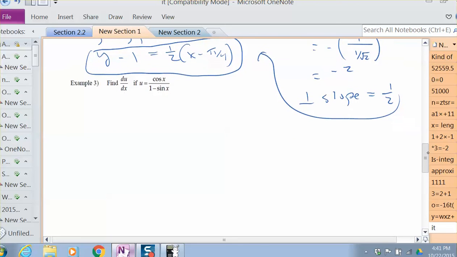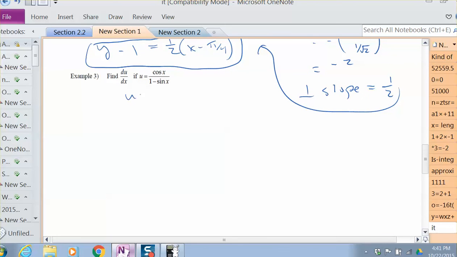And then for example 3, we have to use quotient rule. So you can see how sometimes quotient rule is kind of important. There's another rule that we can use called the chain rule, and we can turn this into a product where it's cosine x times 1 minus sine x raised to the negative 1 power. We haven't talked about chain rule yet. We're going to talk about it in 3.6. So let's just use quotient rule for now.